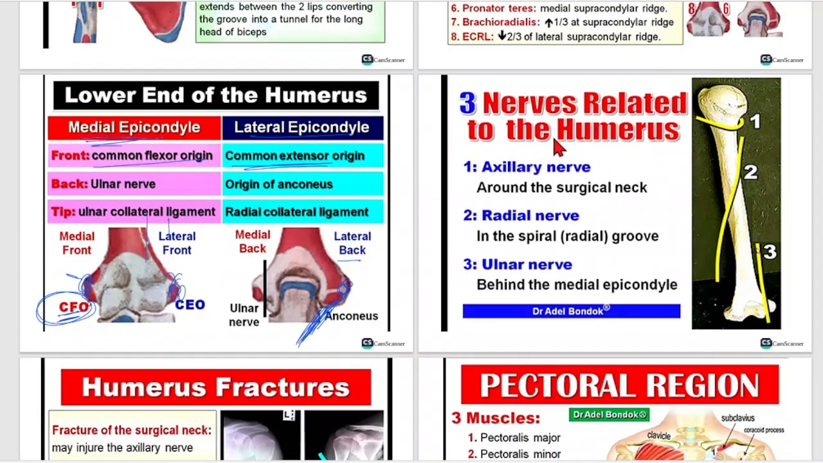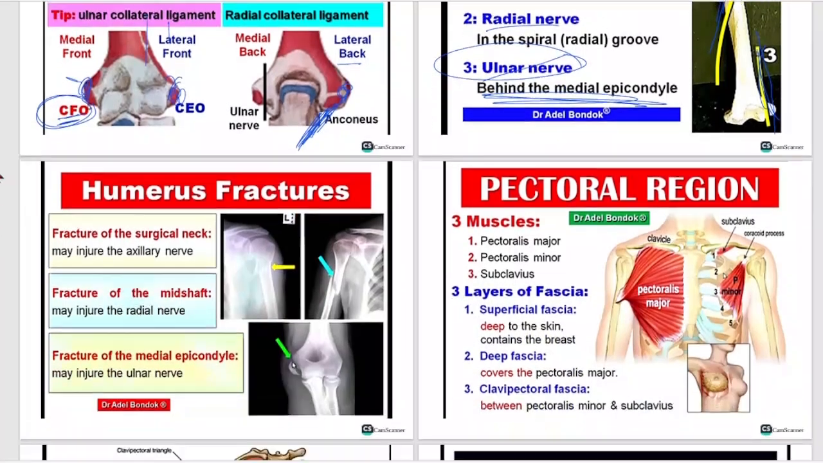Now the nerves related to the humerus. One is the axillary nerve, one is the radial nerve. This is the axillary nerve, this is the radial nerve moving in the radial groove, and this is the ulnar nerve, which moves behind the medial epicondyle. This MCQ comes again and again.